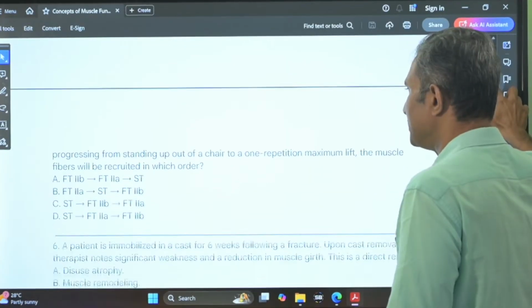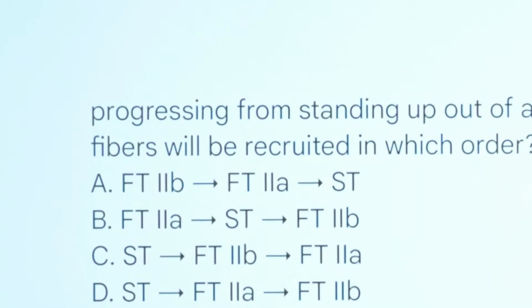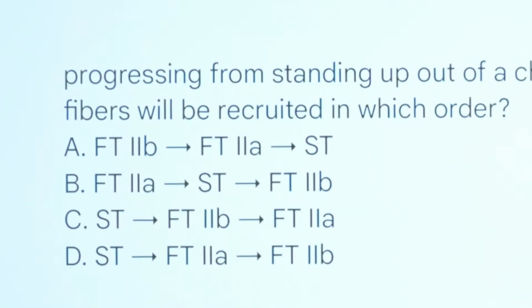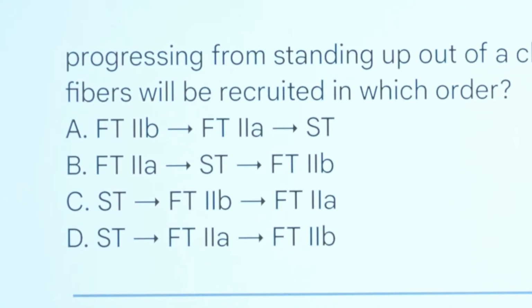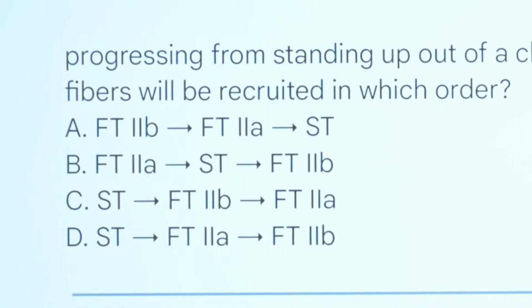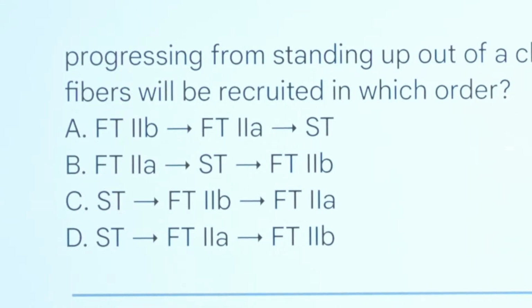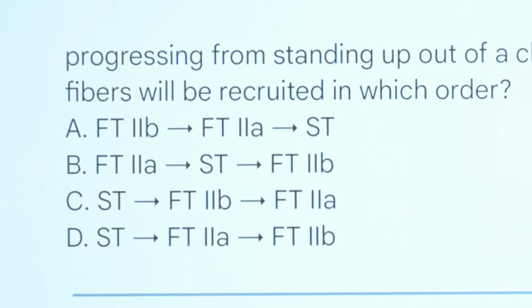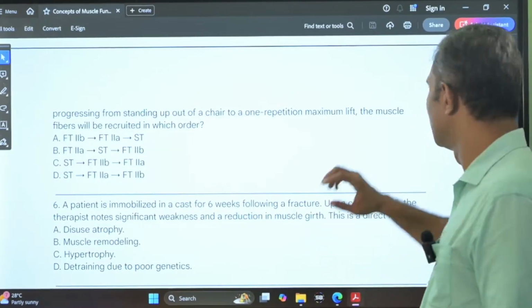Okay, I'll just go to the choices. A, fast twitch 2B, 2A, slow twitch. B, fast twitch 2A, slow twitch, fast twitch 2B. Slow twitch muscle is otherwise called type 1 muscle fiber, so don't get confused. We told that type 1 muscle fiber is always called a slow twitch muscle fiber. C, slow twitch, fast twitch 2B, fast twitch 2A. D, slow twitch, fast twitch 2A, fast twitch 2B. So try looking for the best answer.